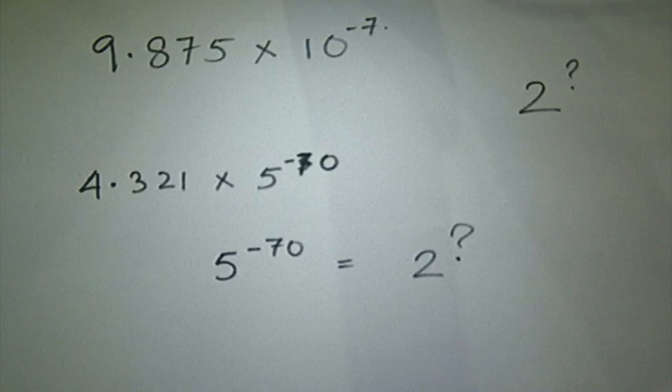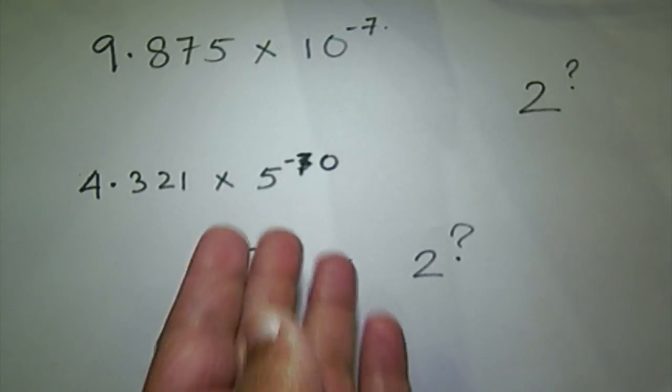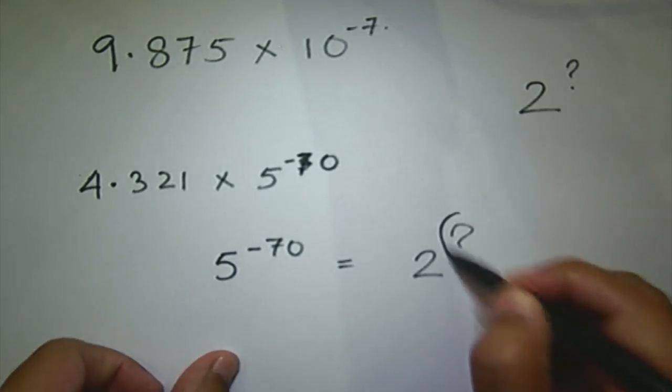Right? I would do the same thing here. If I asked you to represent it as a power of 10, I can't go on finding out 5 raised to 70 and then divide that number. It's going to work in principle, but it's not going to work in practice, right? So you just convert it to 2 raised to something. So does everybody know how to get this thing?